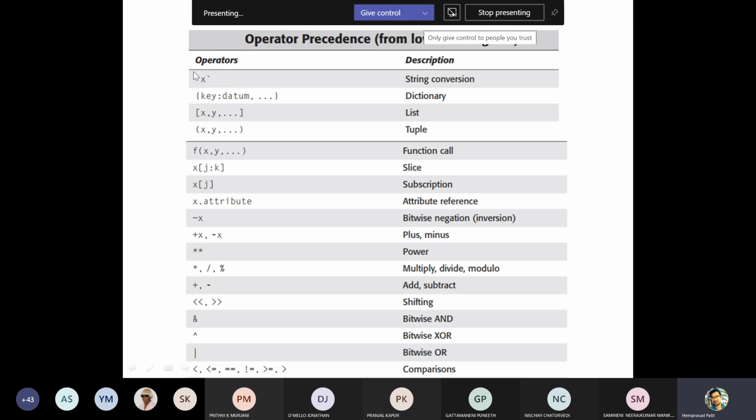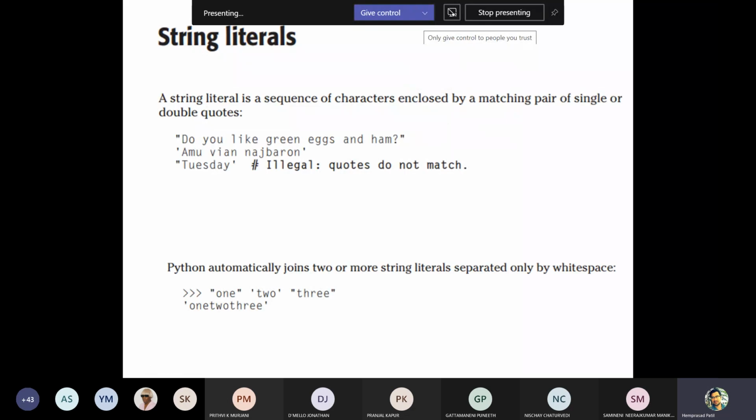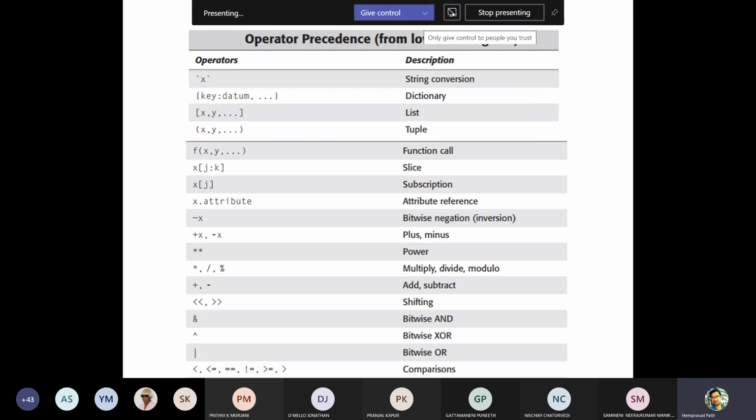Then operator precedence. You must remember which are the operators and which has the highest precedence. So this is just a table. You should have this for reference. Plus, minus, multiplication, like this.